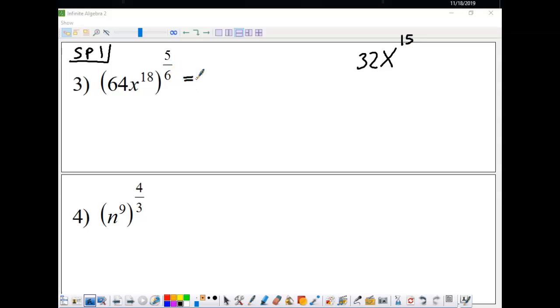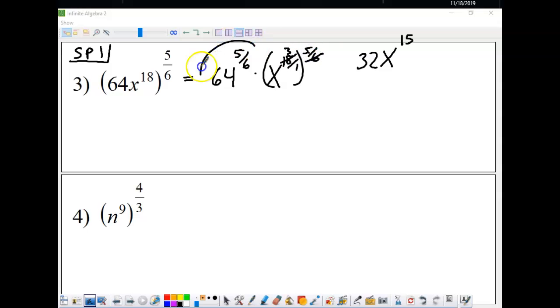So the first thing you'd want to do is apply the 5/6 to each one of these. For this one, this is why I like cross reducing better, because I really don't want to do 18 times 5. So I would just reduce the 6 into the 18 to make 3, and 3 times 5 is 15.